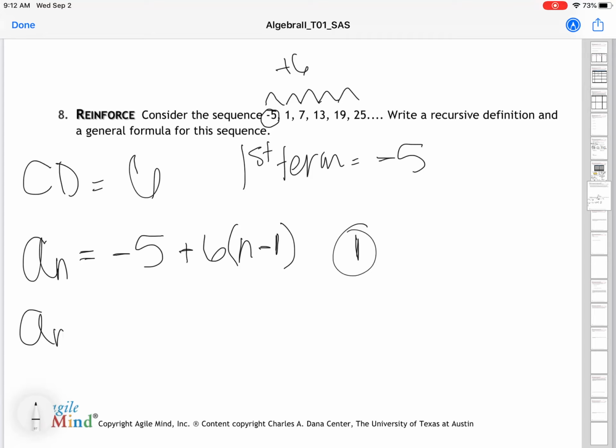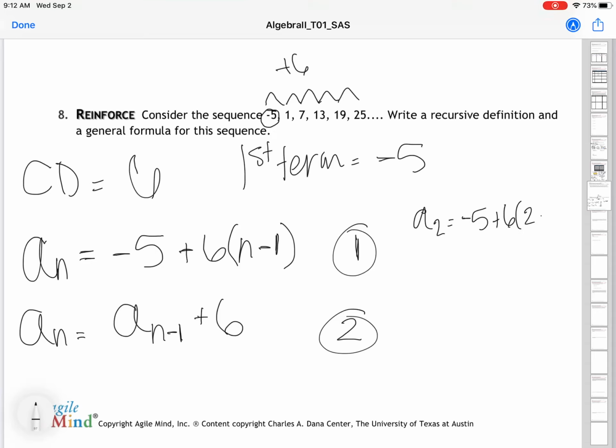If I did another, we would have a n minus 1 plus 6. So either one you use, you are going to get the same answers. So like on this first one, let's look for the second term. So I'm saying a 2 equals -5 plus 6 times 2 minus 1. We're just simplifying.